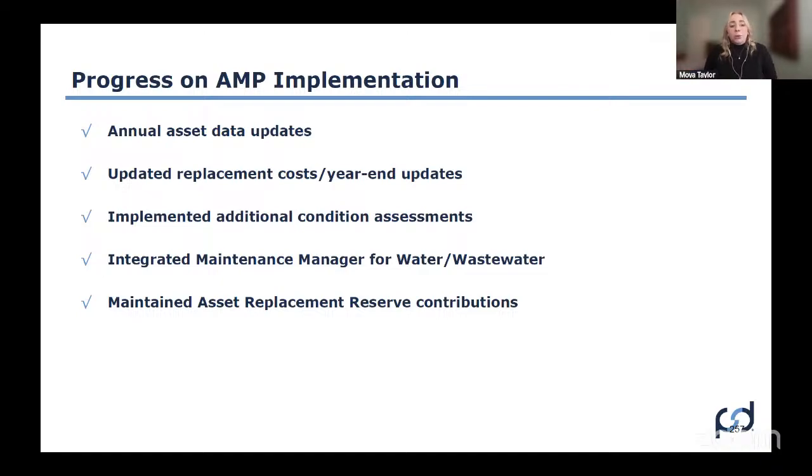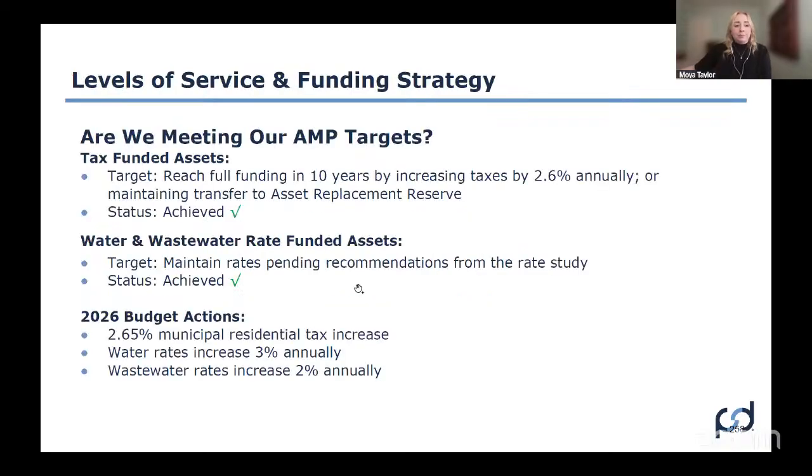The township also continued the implementation of recommendations included in the AMP. This included that maintenance manager module software enhancements, also the collection of the condition data as well. And they also continued with the asset replacement reserve contributions. Overall, the implementation remains consistent with the roadmap that we established in the 2025 AMP. Next slide, please.